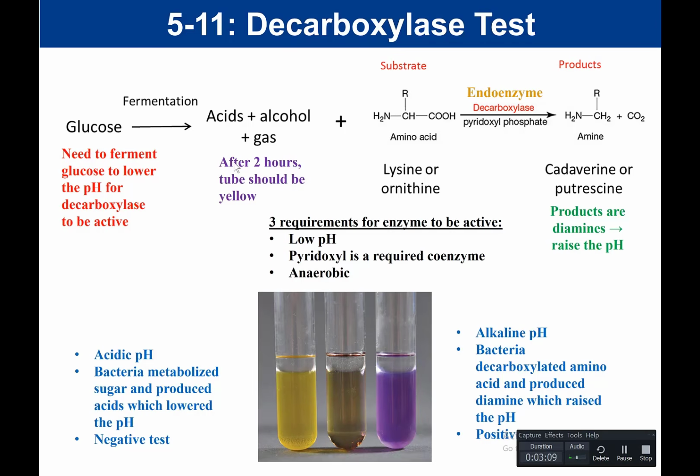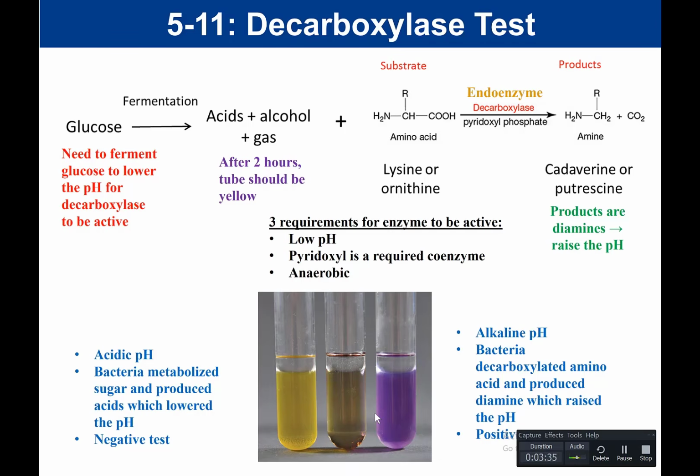You want to know, what does a positive and a negative look like? The positive, this is the positive over here, positive is purple. And you want to know what that purple color tells you. The purple color tells you that it is alkaline and that the bacteria decarboxylated the amino acid and produced the diamine, which raised the pH. And that's why purple is positive.